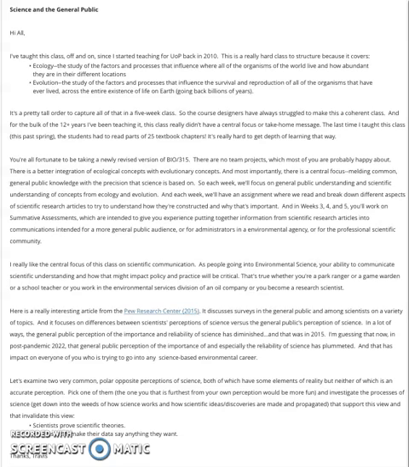This is a really hard class to structure because it covers ecology, the study of the factors and processes that influence where all of the organisms of the world live and how abundant they are in their different locations, and evolution, the study of the factors and processes that influence the survival and reproduction of all of the organisms that have ever lived across the entire existence of life on Earth, going back millions, billions of years.